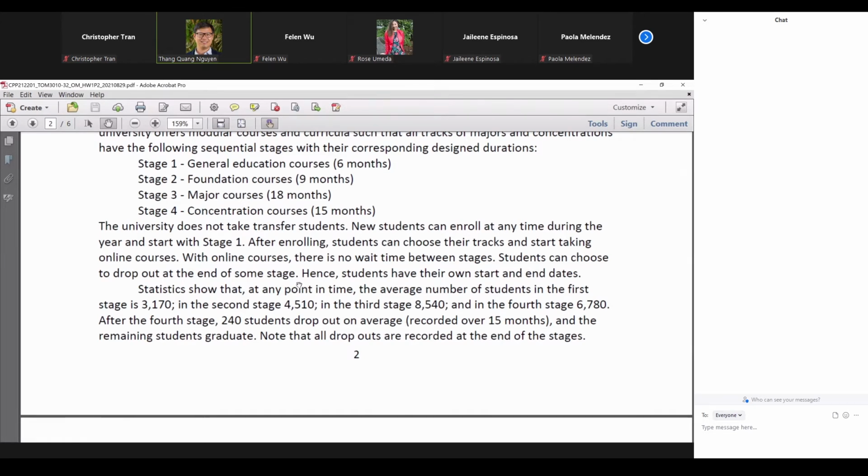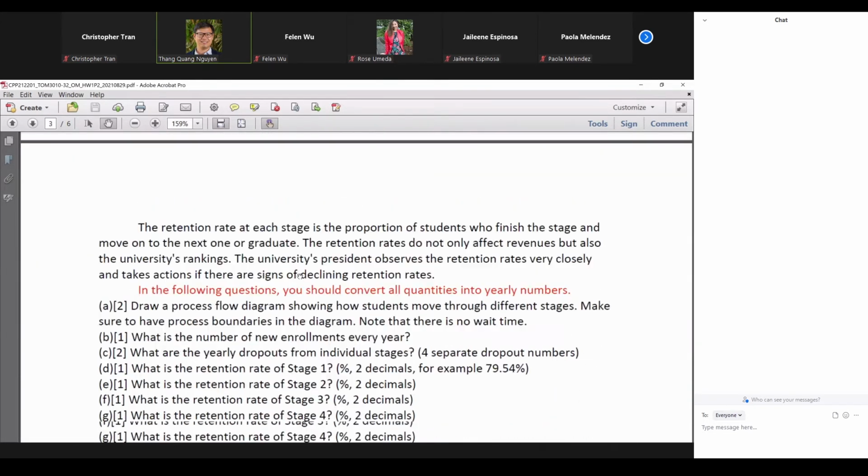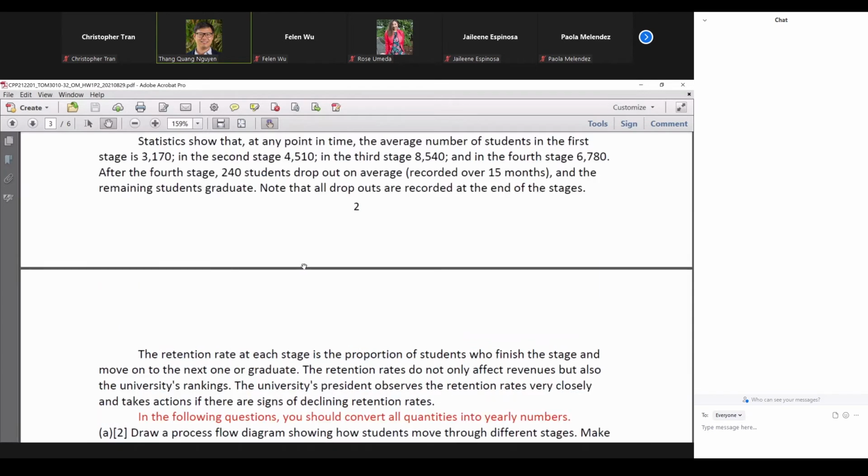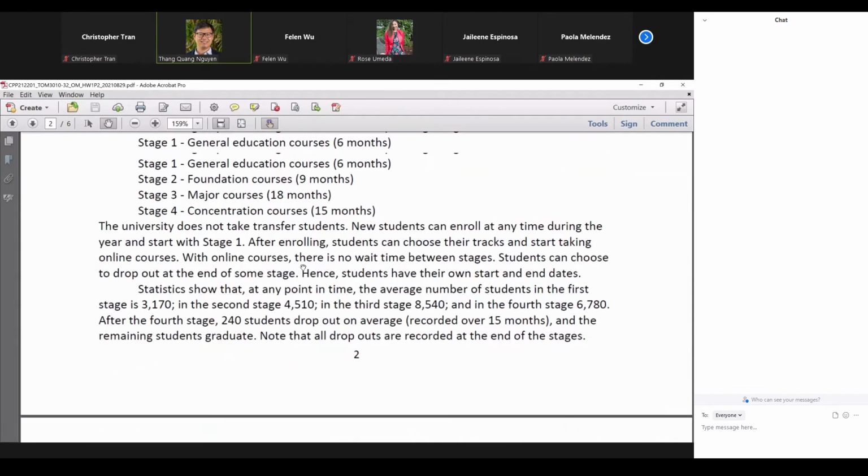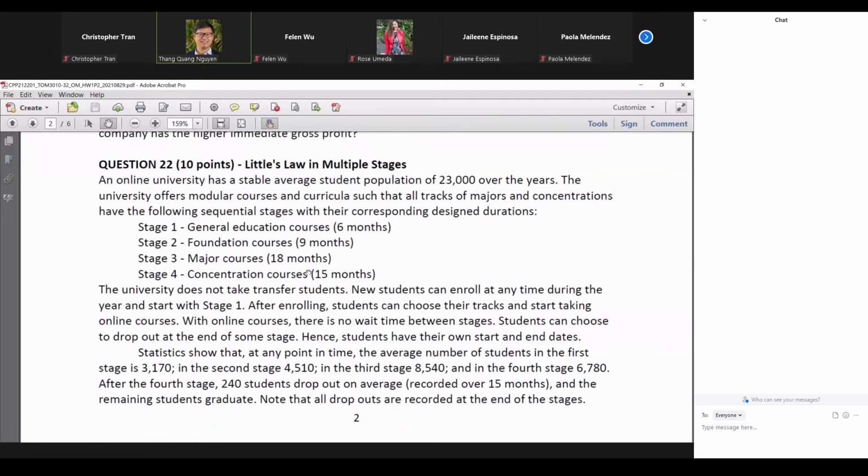So at first, if you just read this question, it's very confusing. It's really hard to imagine what I ask you and what you need to do. So to help you with that, I would like to draw the process flow diagram of this online university. And hopefully that will help you to answer all of the questions here. All right, so let me draw the process flow diagram of this question with you.